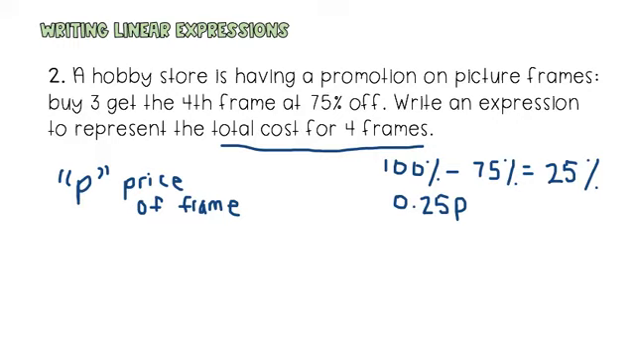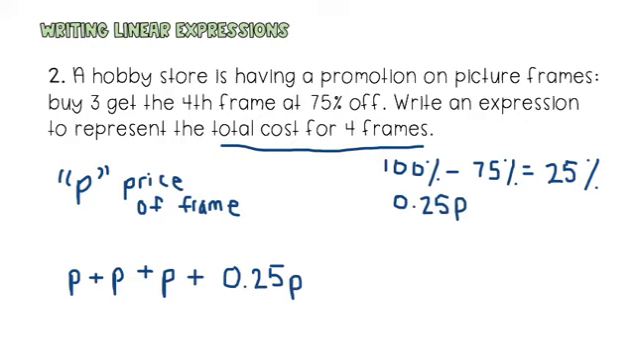Piecing this information together, we can solve for our expression. We can write our expression. We want to find the total cost for 4 frames. So we're going to start by writing down our first 3 frames. So they're going to cost P plus P plus P. And then when we get to our 4th photo frame, that's the frame that's only going to cost us 25% of that original amount.